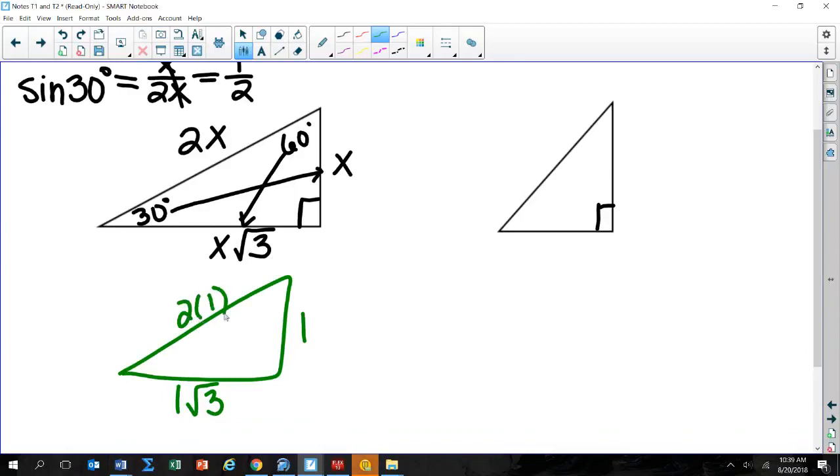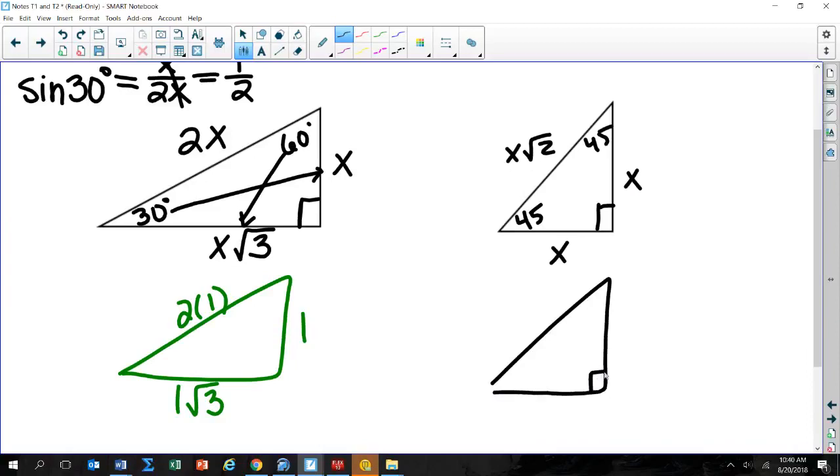That's where you end up with the 1, radical 3, 2 expression. And you're going to see me use that. I'm not going to use the x, x radical 3, 2x anymore. I'm always just going to use the 1, radical 3, 2. Same thing goes with 45, 45, 90 triangles. The ratio is x, x, x radical 2. But to save me a step, I'm just going to call x 1 and use 1, 1, radical 2 when I'm drawing those pictures. Any questions about that?